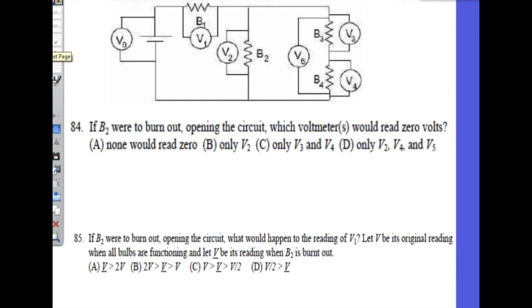Number 84. If B2 were to burn out, opening the circuit, breaking the circuit, stopping the current flow, which voltmeters would read 0 volts? If B2 burns out, that just wipes out this whole middle section. They're just going to get rid of it. No B2 here. So now I'm just down to a simple series circuit, and yeah, it's going to drop voltage here, going to drop voltage there, going to drop voltage there. So the only thing not having a reading is V2.